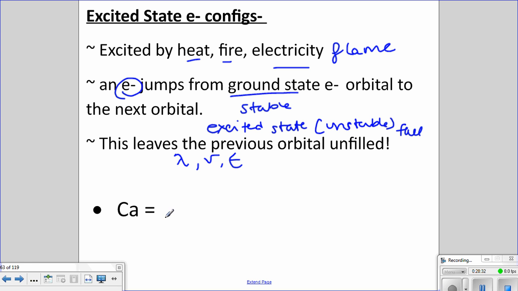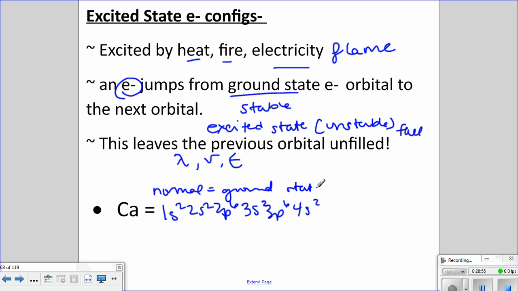Or I could ask you to write an electron configuration for that. So normally calcium is 1s2, 2s2, 2p6. Look on your periodic table with me. We're all the way down to 3. So 3s2, 3p6, and then all the way through 4s2. So this is normal. This is ground state.